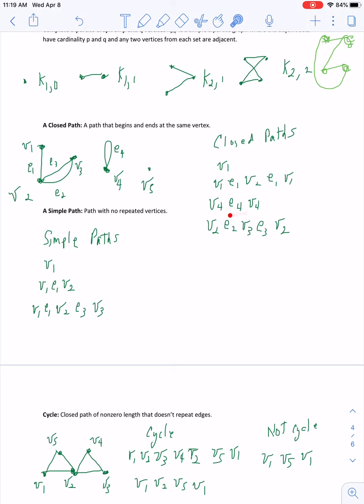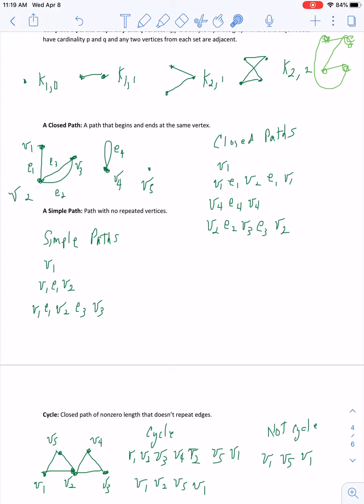If you want another one, start at V2, walk along E2, go to V3, walk along E3, go to V2 again. That's a closed path. All right, so there's the concept of closed paths. Next is the concept of a simple path. A simple path has no repeated vertices. So I'm not allowed to repeat vertices, which means if I ever walk away from a vertex, I can never come back.